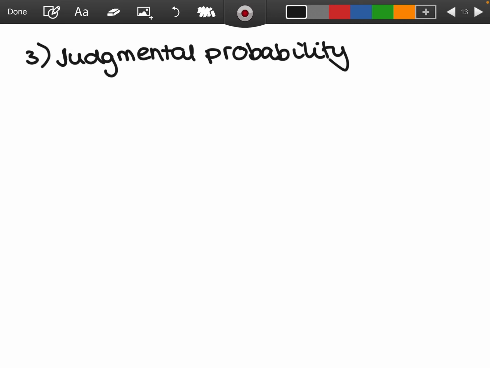So I can say, okay, well, last semester I know that 150 out of 500 people were taking a math class. Okay, so I'm going to use that data in order to make an educated guess for how many people are taking a math class this semester. Okay, so judgmental probability is just obtained by an educated guess.